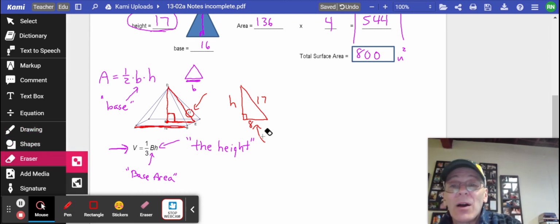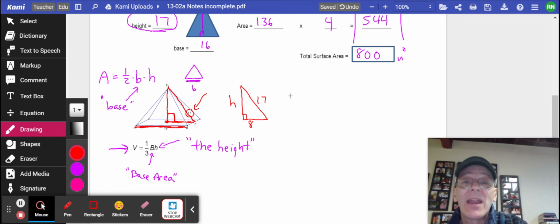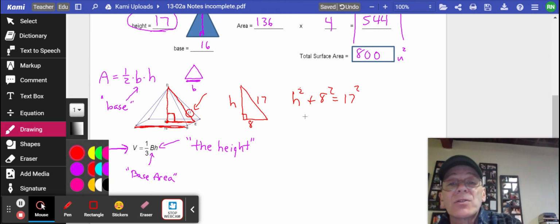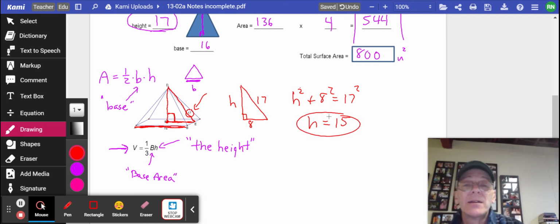Okay? Now, no Google searching is going to help you figure this out. You've got to see the relationships here. You've got to understand that you need this h, not the 17, to get the volume. And now you need to understand that you're going to have to put the Pythagorean theorem to work. h squared plus 8 squared is equal to 17 squared. Do your little work on that and solve for h. h turns out to be 15.